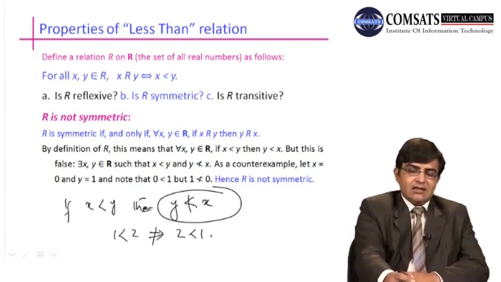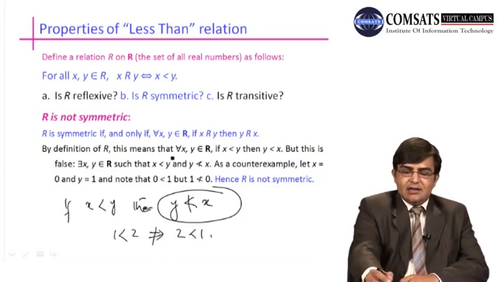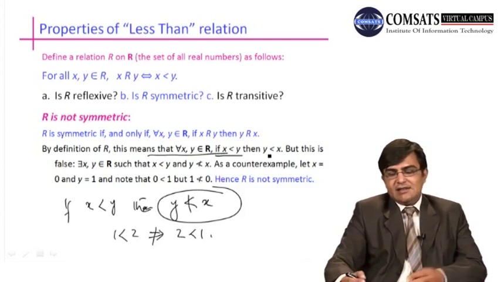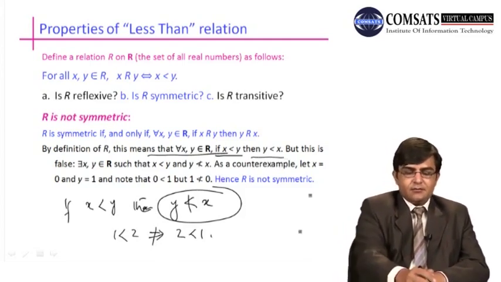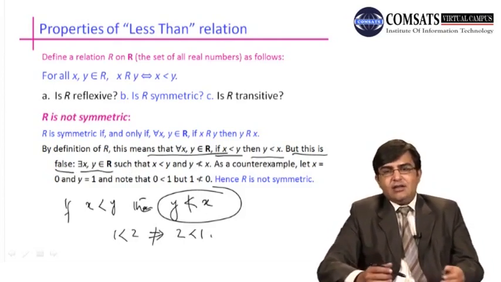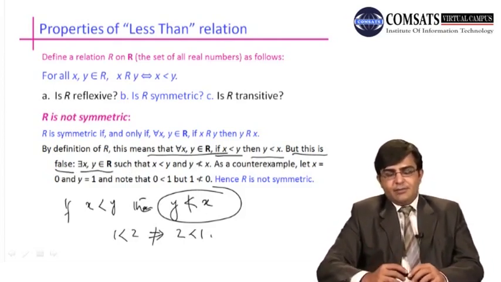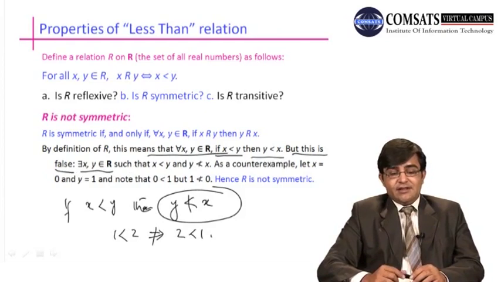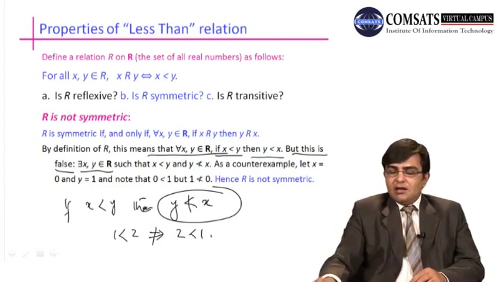By the definition of R, this would mean that if x is less than y, then y is less than x, but this is false. There exist x, y belonging to R for which it fails. So here we can give a counterexample to disprove the statement that this relation is symmetric, as we have studied what a counterexample is when we studied methods of proofs.